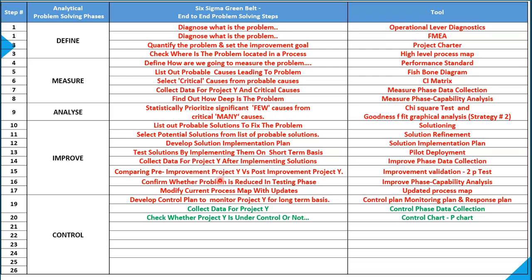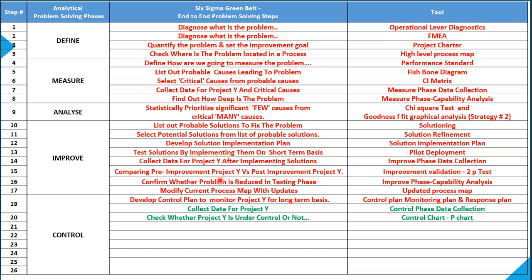It means we are going to hand over those solutions to the operations team, and we are going to provide them a guiding document so that they can implement the things on their own. So till improve phase, your role as a green belt was a driving seat role. You were in the driving seat to ensure that improvement is occurring. But once you have validated the improvement, it will be the responsibility of the operations team to scale it up. In other words, to use these solutions on a day-to-day basis.